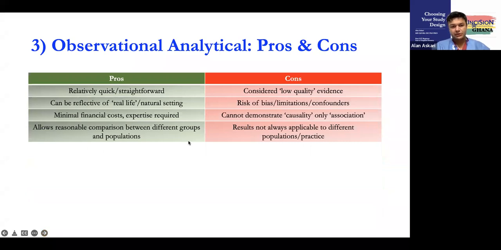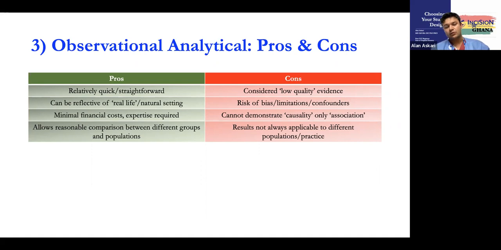Okay, what are the pros and cons of observational analytical studies? Well, again, they can be descriptive, they can be relatively quick and straightforward. They can also be reflective. They don't have many financial costs, if any, and the expertise required is minimal. They also do something that the descriptive studies can't do, and that's allow reasonable comparisons between different groups and use statistics to prove a definitive difference between them if there is one.